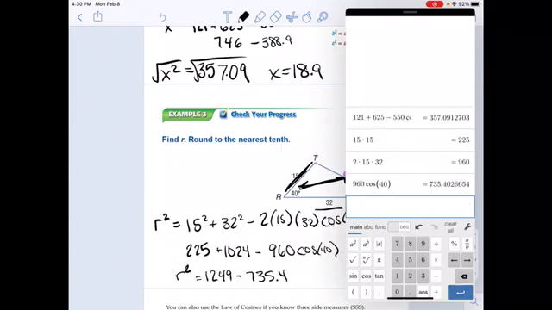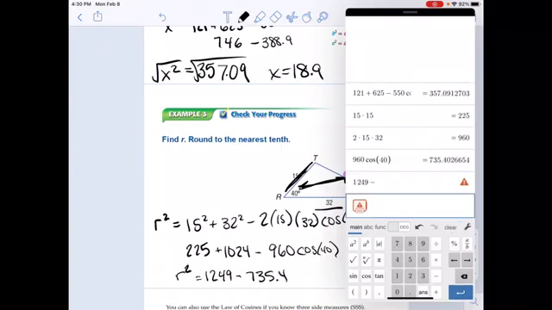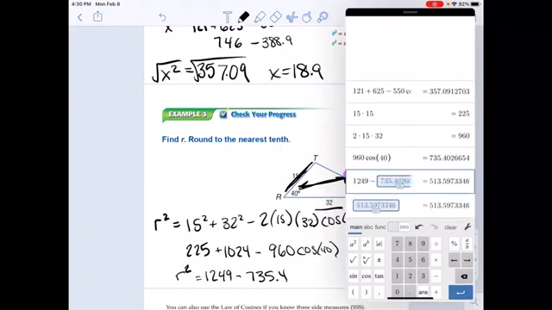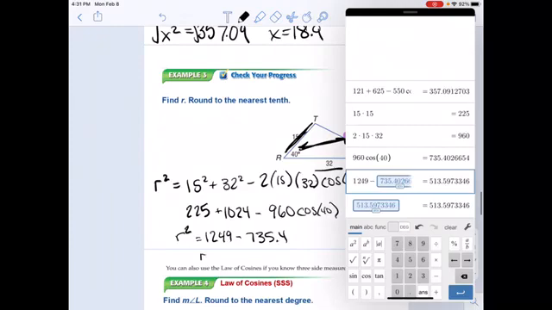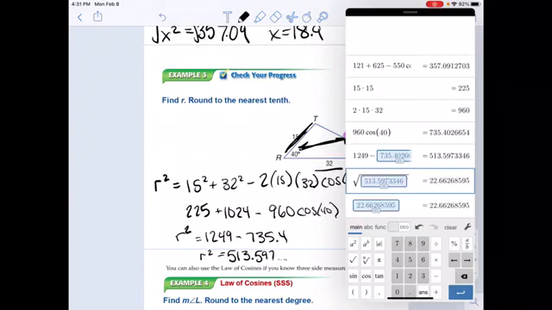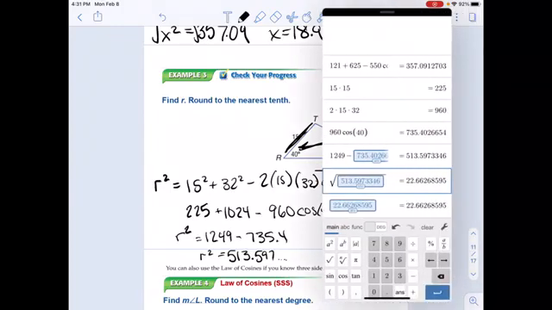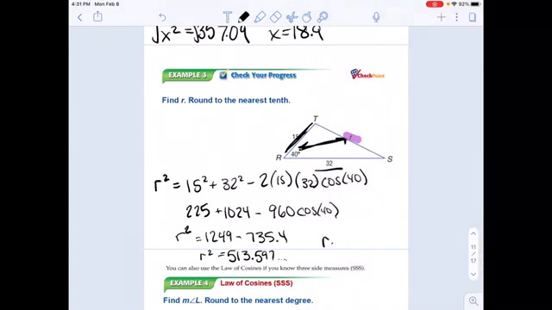Oh man, I keep doing that. Answer? Yes, there we go. So we have that r squared is equal to 513.597. We just really care about what the square root of that is. So our solution for the length of r is actually 22.7 units, somewhere around there. Okay?